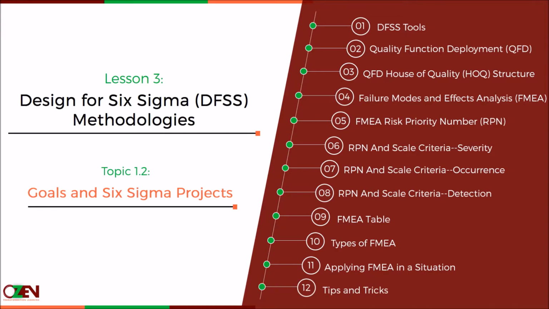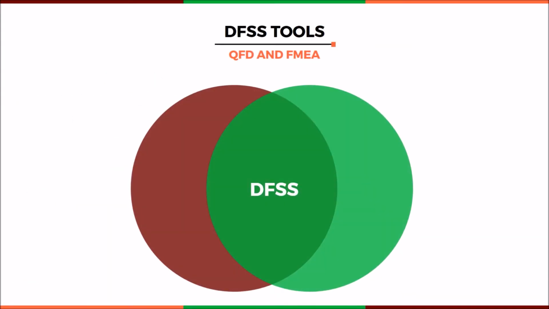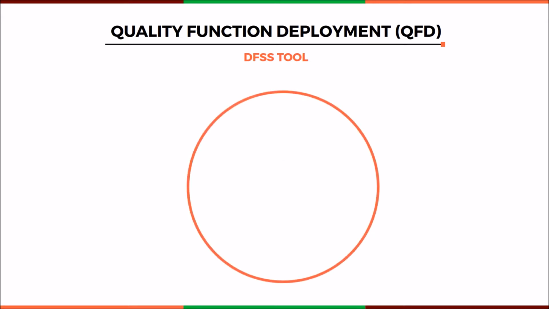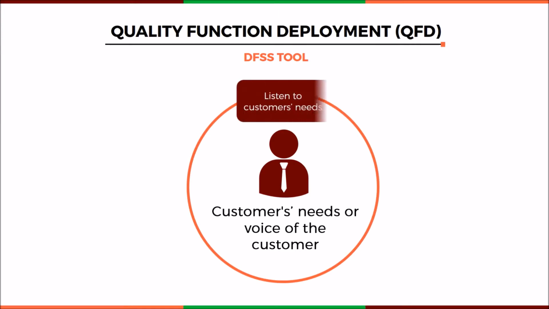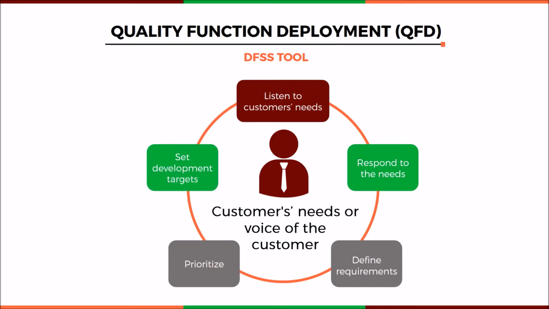In the previous section, two DFSS tools were mentioned: Quality Function Deployment, or QFD, and Failure Modes and Effects Analysis, or FMEA. Let's begin by learning about the QFD. QFD is a focused methodology for carefully listening to the customer's needs, or voice of the customer, and then effectively responding to those needs or expectations. It helps create operational definitions of the requirements, which may be vague when first expressed. It prioritizes each product or service characteristic while simultaneously setting development targets for the product or service.